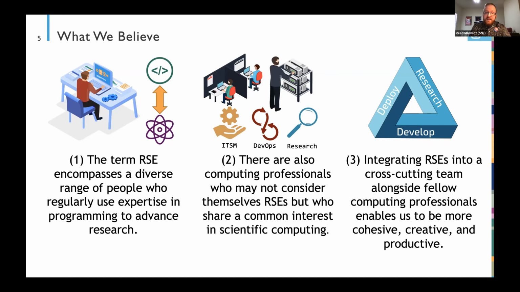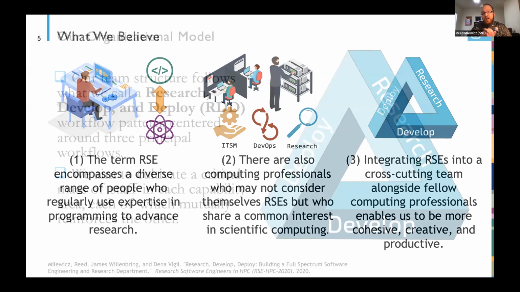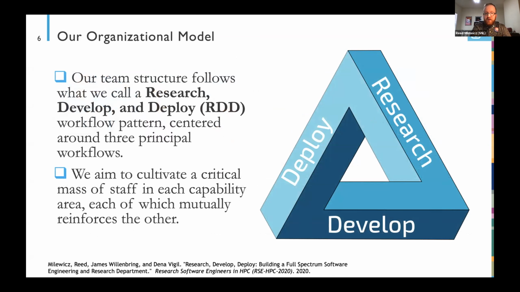And our belief is that integrating RSEs into a cross-cutting team, alongside fellow computing professionals, is what enables us to be more cohesive and creative and productive overall. And this belief is reflected in what we consider our organizational model, which I'd like to explain. Our team structure is centered around three principal workflows. That is research, development, and deployment, or RDD. Each staff member primarily specializes in one of the three, though they participate in all of them to some extent. Each leg of the triangle is meant to provide capabilities that reinforce and enable the other two. So I'm going to walk through those three and explain how they fit together.